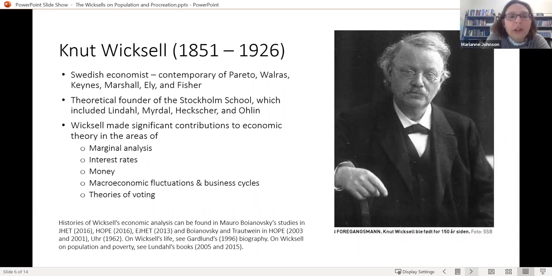And if you look at Wicksell's contributions to economic theory, they're everywhere: marginal analysis, interest rates, money, banking, macroeconomics, business cycles, theories of voting, tax rates, and of course, population. He's widely regarded as the theoretical founder, the forefather of the Stockholm School, which includes the next generation like Heckscher, Ohlin, Myrdal, Lindahl.